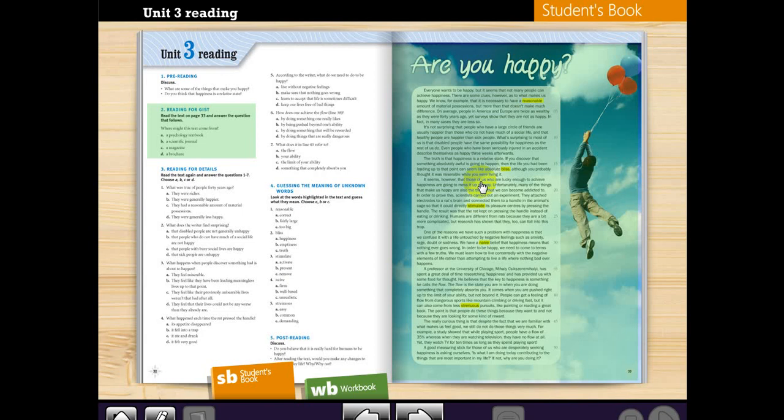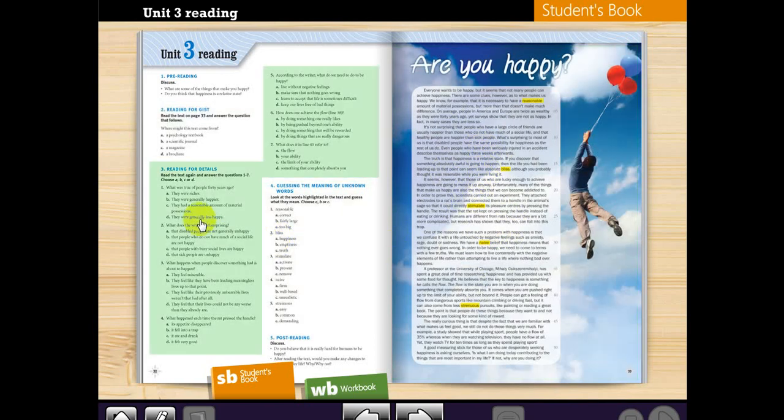Go ahead to your student's book, pages 56 and 57. It is shown on the screen. Unit 5, the reading. As you can see, this is a piece of reading, a comprehension. You are asked to read it and then answer the questions.